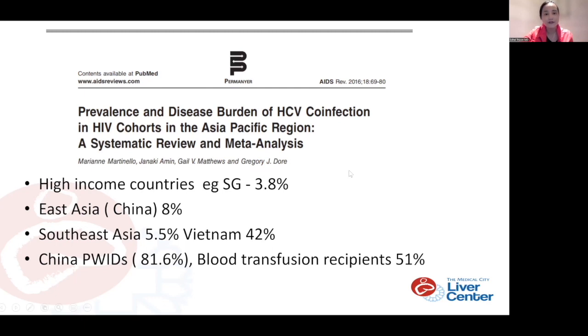In terms of HCV and HIV co-infection, this is a systematic review or meta-analysis of the burden of co-infection with HIV in the region. And this probably is what we have in the Philippines also, a very diverse rate of co-infection. In high-income countries, they found that their rate was a bit low at 3.8%. However, there are focus populations, such as PWIDs in China, where the rates of HCV, HIV co-infection were over 80%.